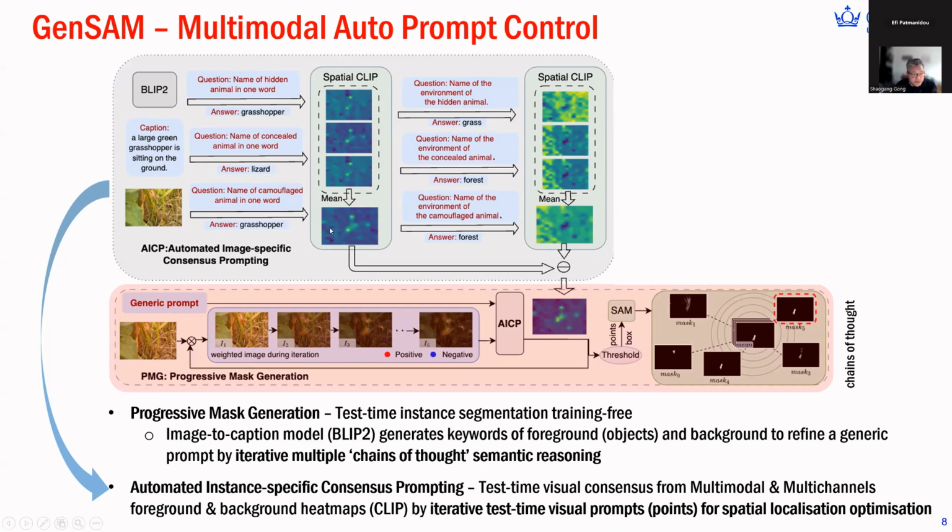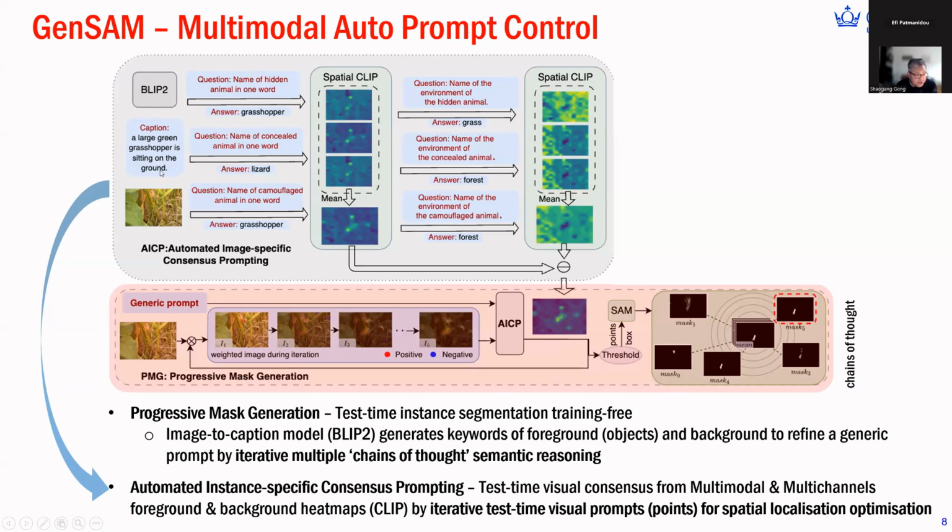So this is the foreground heat map, and this is the background heat map. Once we have those, we go through a loop, and this loop invokes another foundation model. Here we actually use a LLaMA model. We tested both CLIP and ChatGPT and LLaMA, but we use a LLaMA model here to generate an expanded prompt.